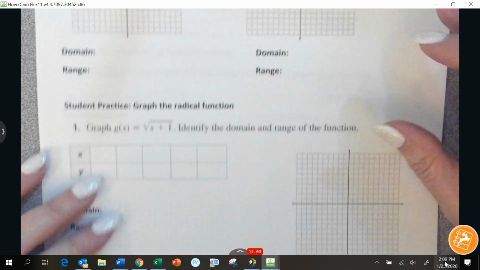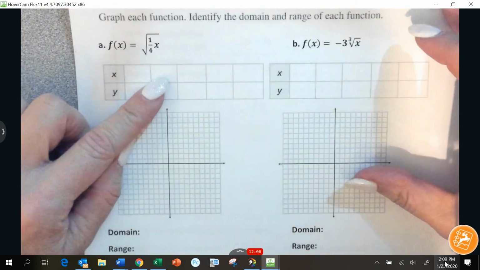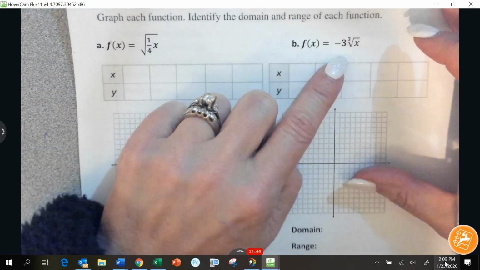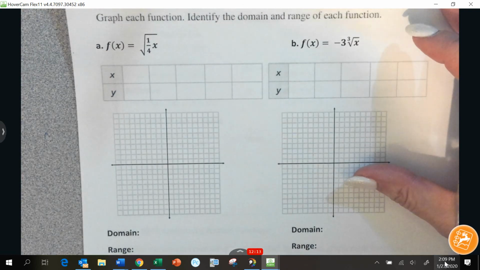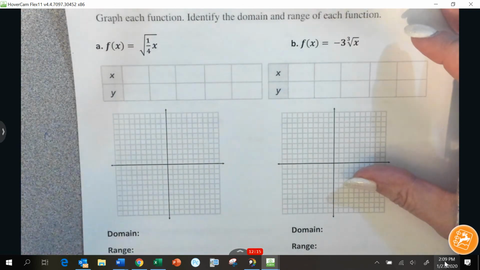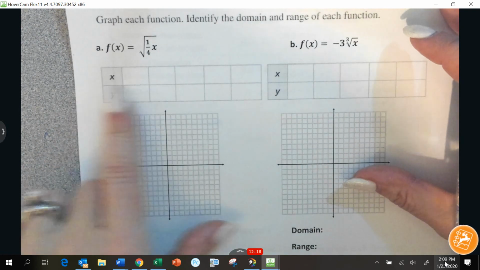Now, these are really simple. There's only one step here. There's only two steps here. This is just to remind you how to make tables. If you remember, I did not make tables this way. You made it vertical.